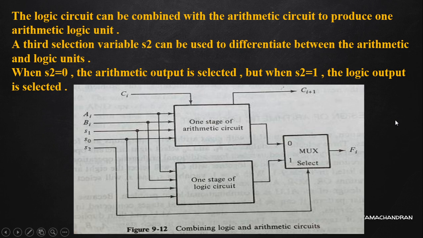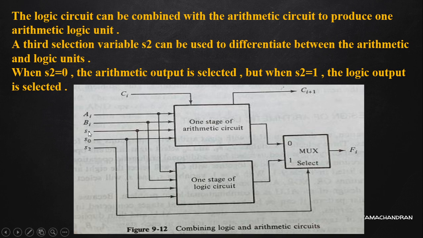Now, in order to design an arithmetic and logic circuit, we can combine this logic circuit with the arithmetic circuit that we learned in our previous video on how to design arithmetic circuits. We have already discussed many such designing examples. Here we are going to implement the arithmetic and logic circuit together. How is it possible? We can design an arithmetic circuit and a logic circuit and combine them. To distinguish between the arithmetic operation and the logic operation, we can use one more selection variable, S2.